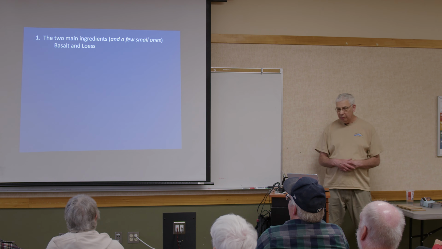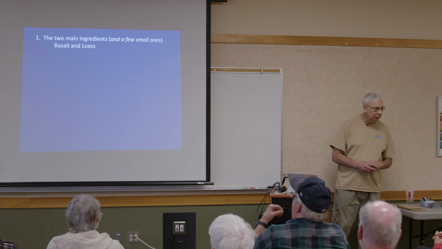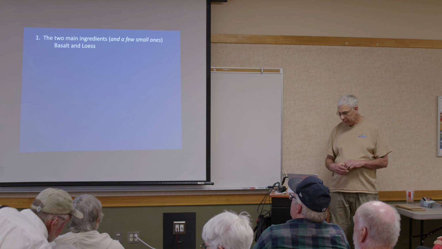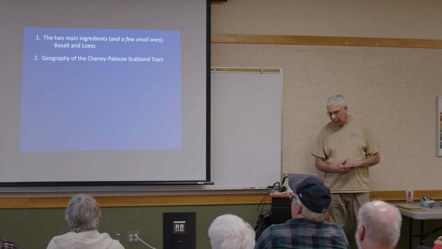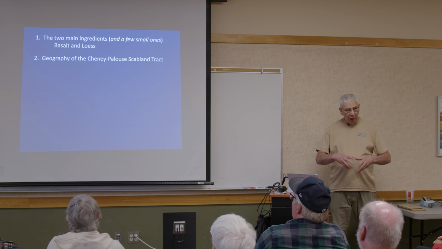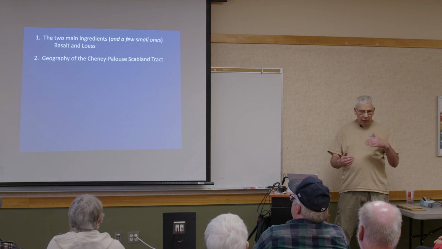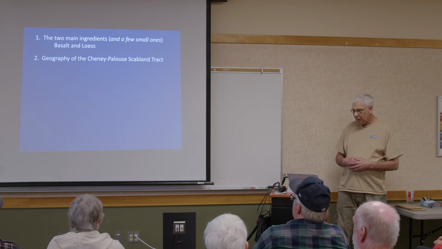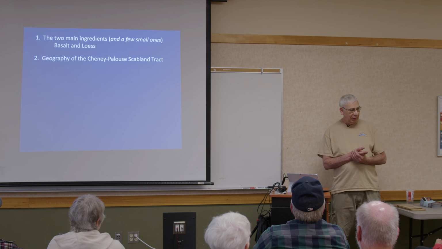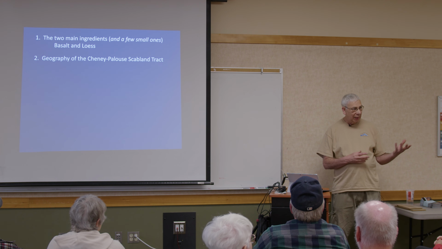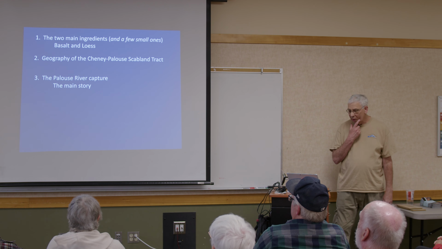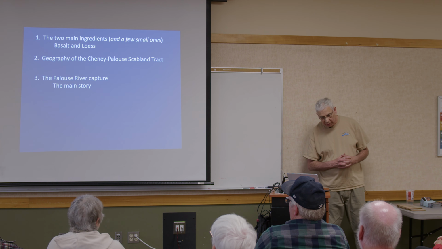So to keep me on track, we're going to look at about three main things. First of all, we're going to look at the two main ingredients that make up our area here, which is basalt and loess. We'll look at a couple small things too. And we're going to look at the geography of this area, mainly the middle and lower part of the Cheney-Palouse Scabland Tract. Now, I think a lot of you are familiar with the Ice Age floods, so I don't have to go into the big story of how all this happened. I can kind of go through that. Then we're going to look at the main part, which is the capture of the Palouse River.